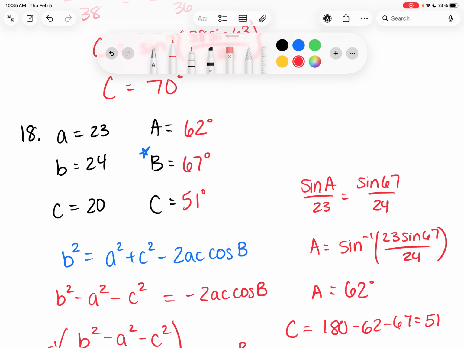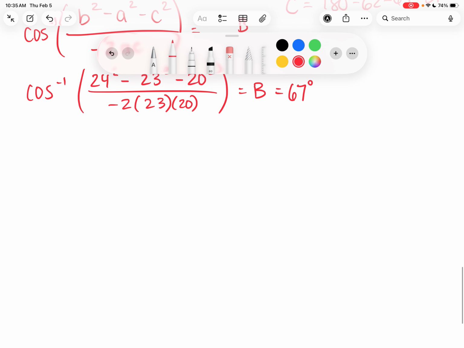Is area easy? Yes. All right, the area problems using Heron's area formula. Number 24: A is 12, B is 7, and C is 8. Now, oftentimes people ask me, how do I know which area formula to use? You know how you tell? This one doesn't give me any angles, so I have no choice. It's all sides.